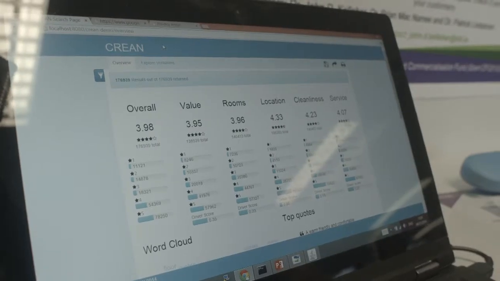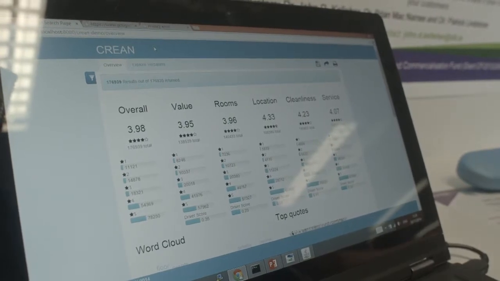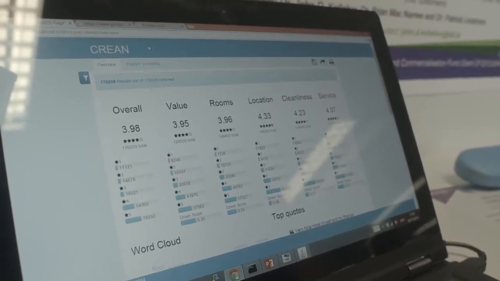Every year organisations spend a lot of time and money collecting data to understand key performance indicators. CREAN allows you to enhance, distill and understand the customer data. So this is the main interface of CREAN. And what we have is we've loaded TripAdvisor data into the system.